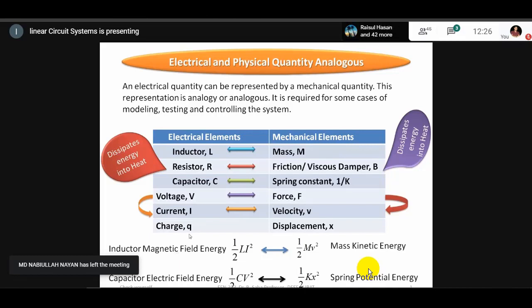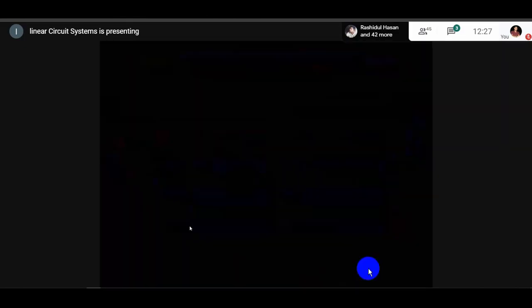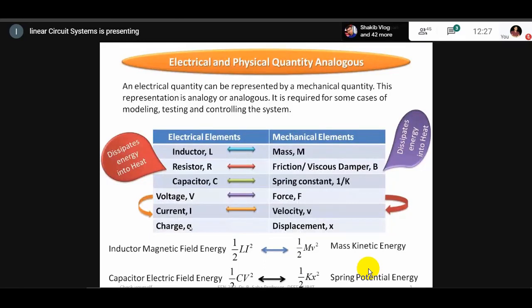I said charge is equivalent to displacement because of charge. Have you seen the charge particle in electronics? A capacitor. Capacitor has capacitance, right? Capacitance keeps the charge inside the capacitor, right? Coulomb depends on voltage and capacitance. Q equals CV, right? So the charge equals capacitance times voltage.